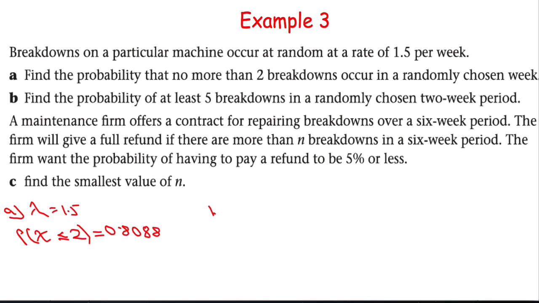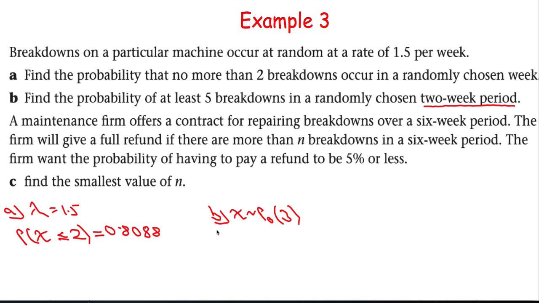Part B. Find the probability of at least 5 breakdowns in a randomly chosen 2-week period. Now this bit is really, really important. In a 2-week period, remember, they occur at a constant rate. So if lambda was 1.5 for 1 week, for 2 weeks, lambda is going to equal 3. So we can write it like this. Let's be fancy and write it this way. My random variable has a Poisson distribution with parameter now of 3. Okay, if it's 1.5 in 1 week, in 2 weeks it's going to be 3.